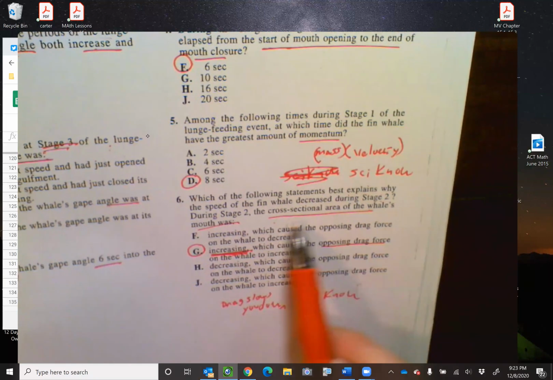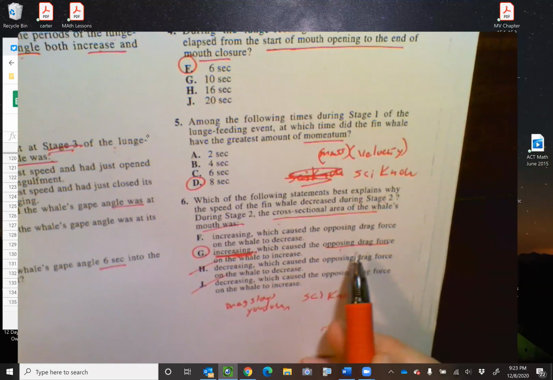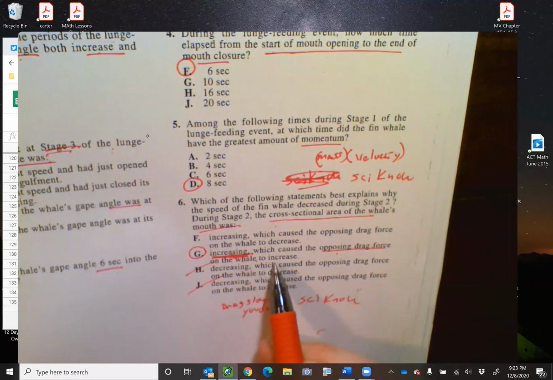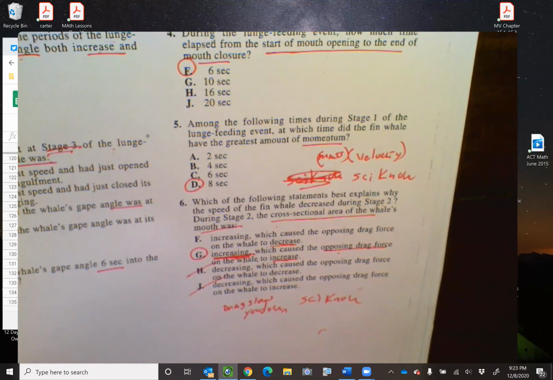The cross-sectional area was increasing, right? Not decreasing, increasing, which caused the opposing drag force on the whale to increase. Letter F says decrease. Again, that silly parallel structure. Okay, so that's that one.